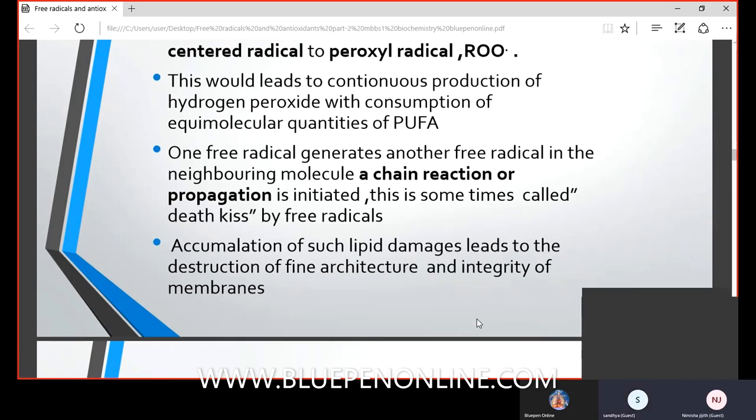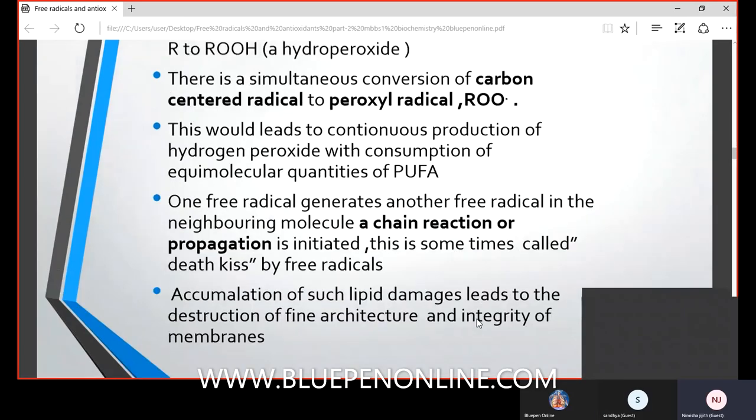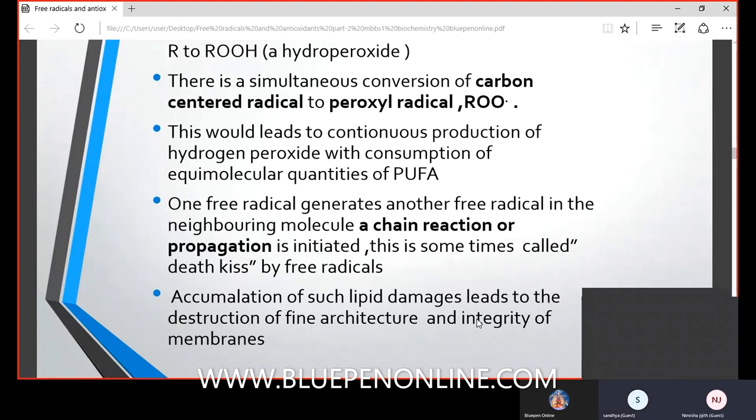So this free radical enters and produces so many other free radicals, mainly the carbon-centered free radical and the peroxyl radical, and also produces hydrogen peroxide. So the chain reaction or propagation is continuous and will damage the fine architecture and integrity of membranes.